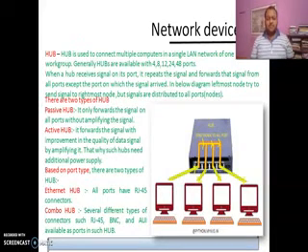Now next is your hub. Hub is used to connect multiple computers in a single LAN network. Generally they are available with a number of ports such as 4, 8, 12, 24, 48. So the number of ports is the number of computers or machines we can connect. When a hub receives a signal on its port, it forwards the signal from all ports except the port on which the signal arrived.